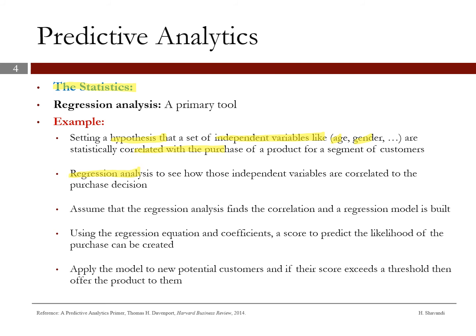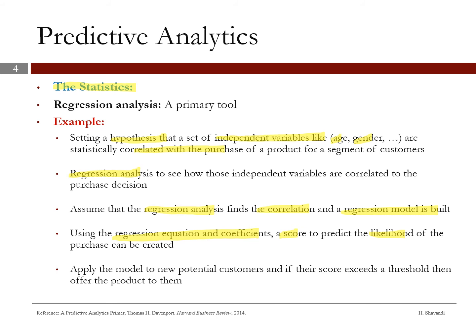And let's assume that the regression analysis finds there is correlation between those independent variables and the purchase decision, which here we assume is the dependent variable. Based on that, a regression model is built. Now we can use the regression model, equation and coefficients, to predict a score of the likelihood of a customer buying a certain good.